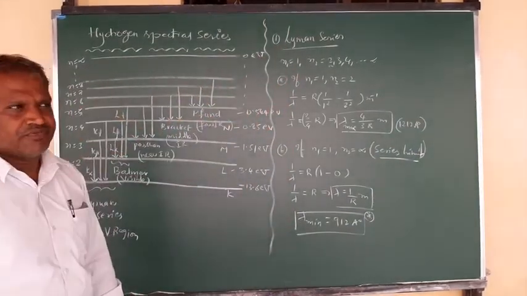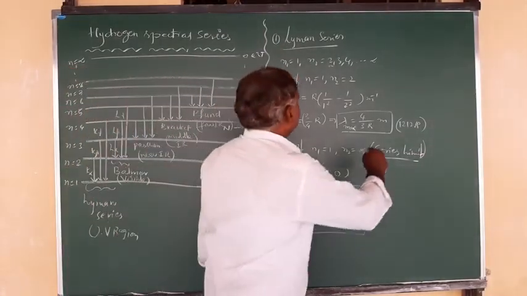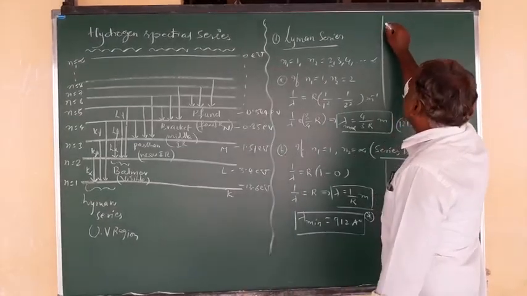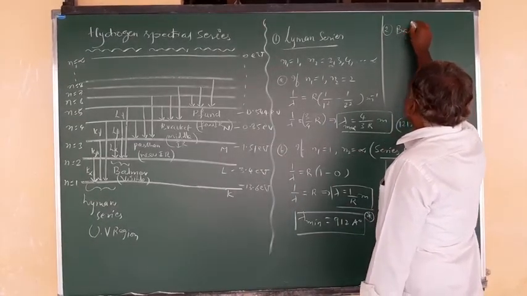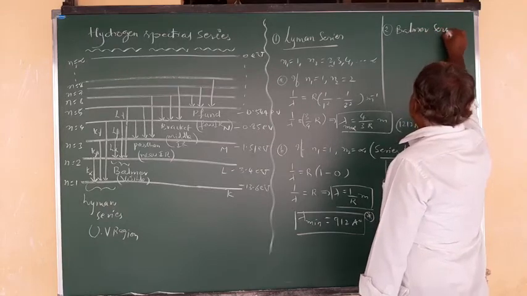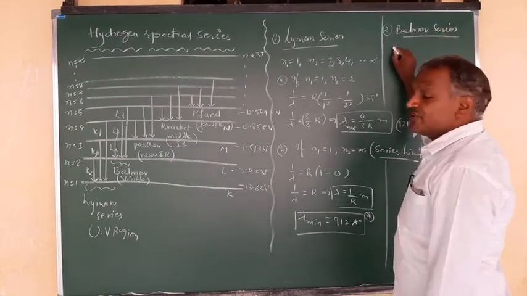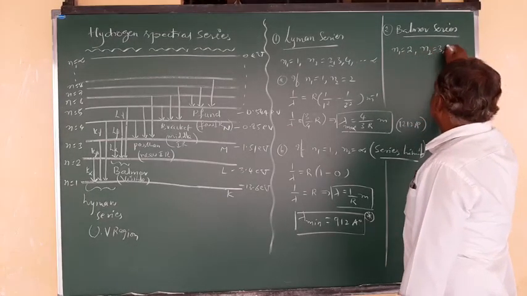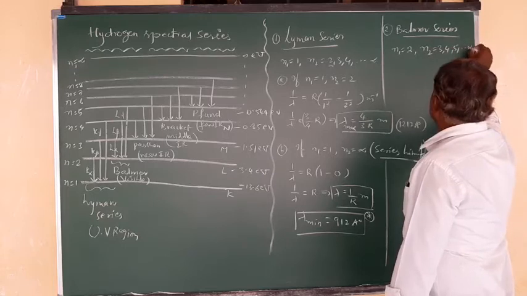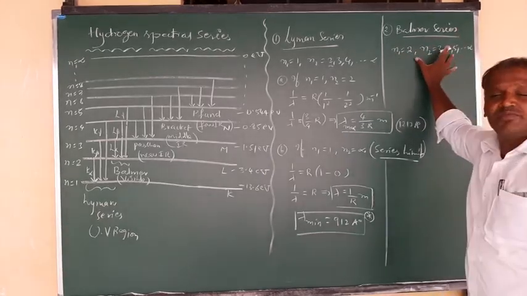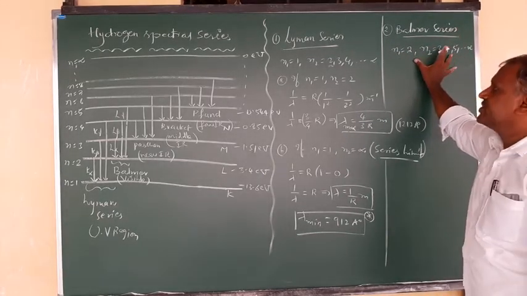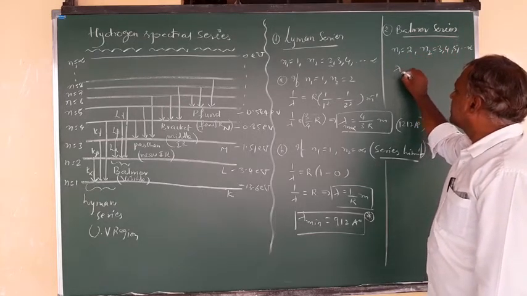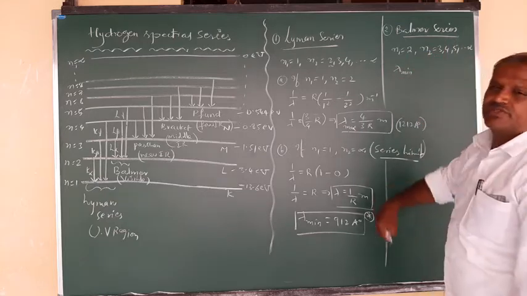In the same way, I'll just give you the definitions for the respective series. The second one is the Balmer series. For this Balmer series, the definition is given by n1 equal to 2 and n2 equal to 3, 4, 5 and so on up to infinity. This type of transition is known as the Balmer series. In this, what are lambda minimum and lambda maximum?